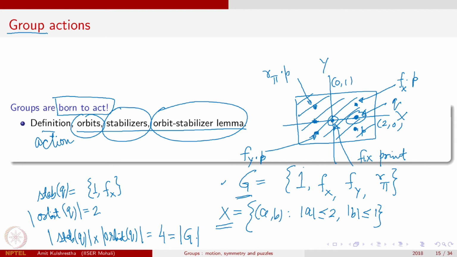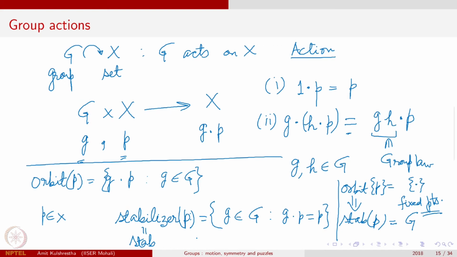Just through the example, we have tried to understand this thing. So I hope now it's clear to you what an action is, what orbit is, what stabilizers are, and what is Orbit-Stabiliser lemma. Okay, so let me just try to give you a picture.